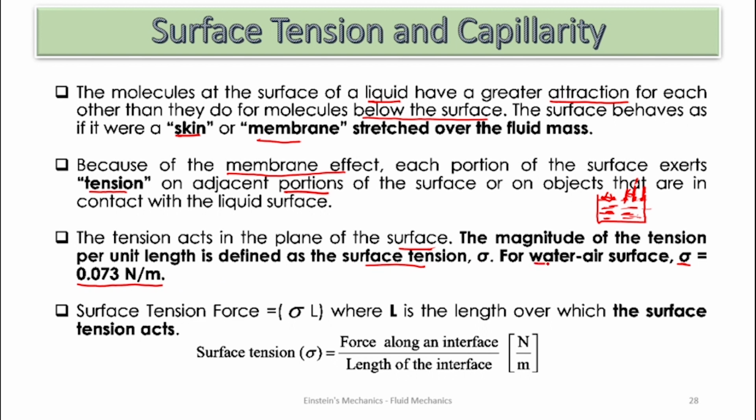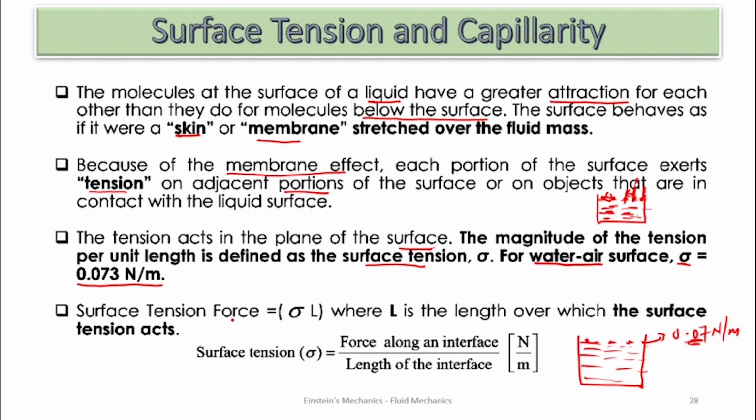Meaning for water, we are considering a water-air surface, meaning a surface of water exposed to what? Air. Exposed to air, the surface tension of the molecules can be estimated at 0.073 Newton per meter. Meaning this Newton force acts per each meter of the surface. We can calculate the surface tension anyway.